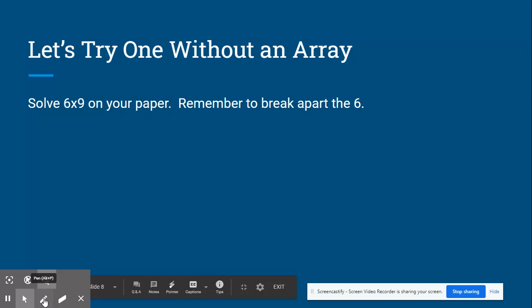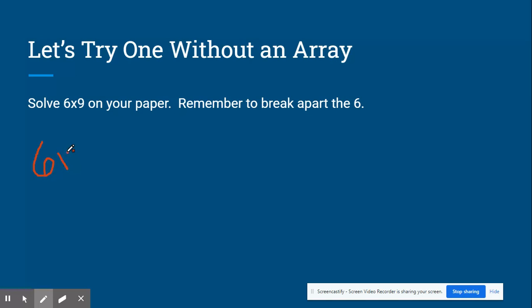Okay, so now on your paper, I would like you to write 6 times 9. And I would like you to break apart the 6 into a 1 and a 5. And look at your paper if you forget how to set up that fancy equation. And go ahead and I'm going to give you 1 full minute to figure out 6 times 9 by breaking up that 1 and that 5. Please begin.